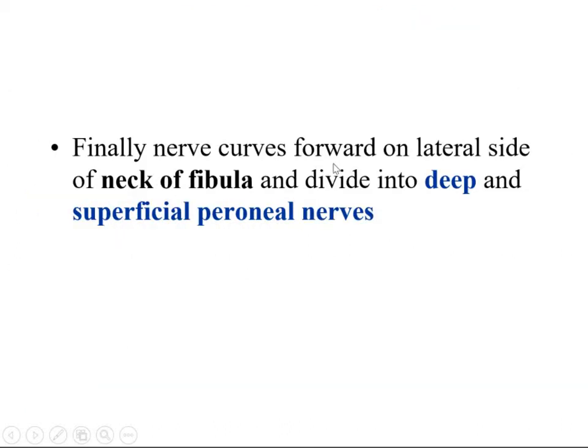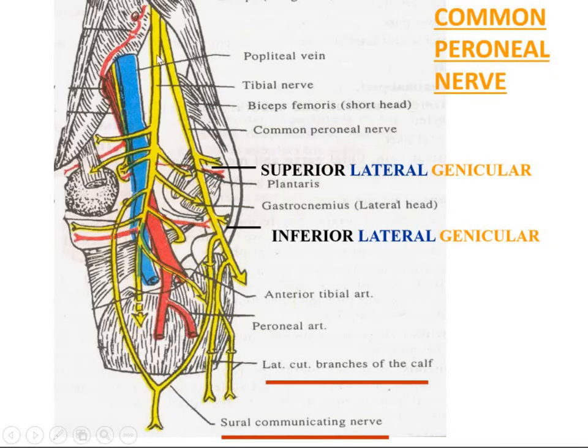So finally the nerve curves forward on the lateral side of the neck of fibula and divides into deep and superficial peroneal nerves. Okay. So you can see the common peroneal nerve, it is going downwards, and this is the head of fibula. So this is the area where it can be rolled against the bone.